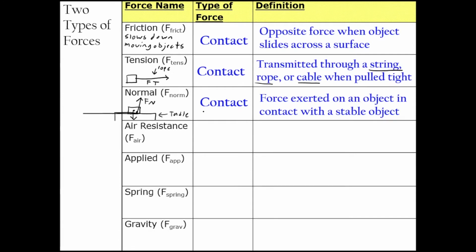So let's think about it like this. This box is pushing down on the table. Well, my table is pushing up on the box. Normal force will always point perpendicular to the surface.